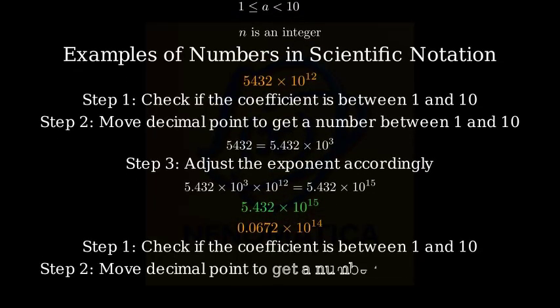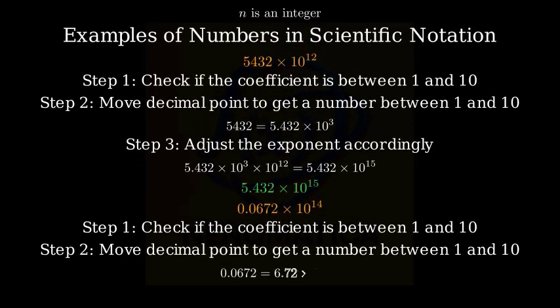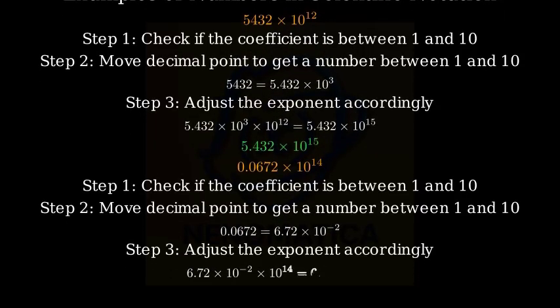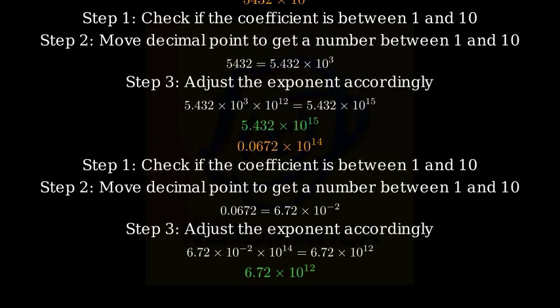When we move the decimal point 2 places to the right, we need to decrease our exponent by 2. So we subtract 2 from our original exponent. 14 minus 2 gives us 12. So our final answer is 6.72 times 10 to the power of 12.